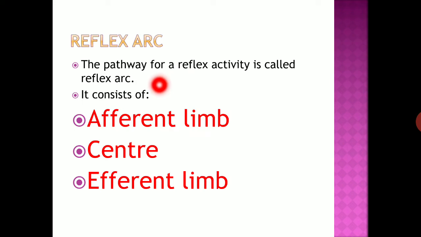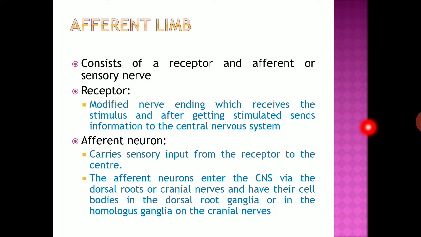It is basically the pathway for reflex activity. It consists of afferent limb, center, and efferent limb. Afferent limb consists of a receptor and afferent or sensory nerve. Receptor, as we know, is a modified nerve ending which receives stimulus and after getting stimulated sends information to the CNS. Afferent neuron carries sensory input from receptor to the center.